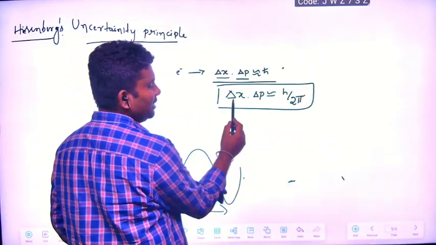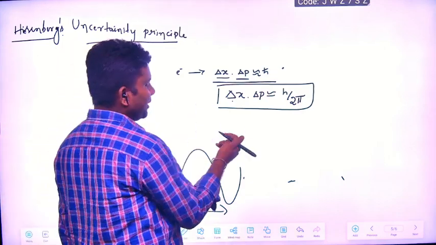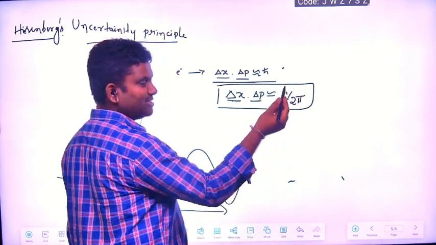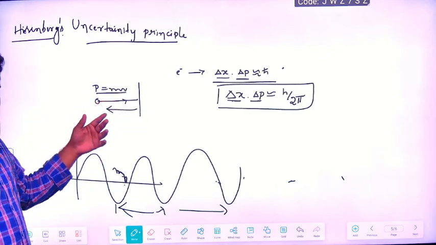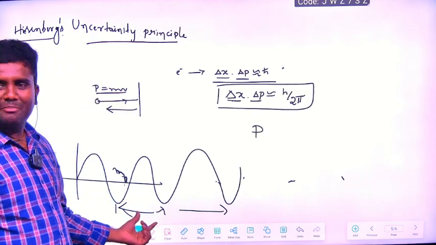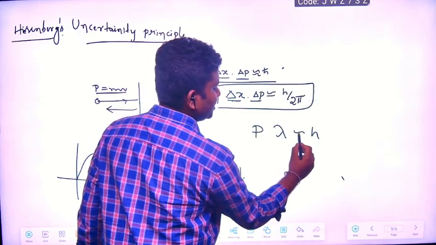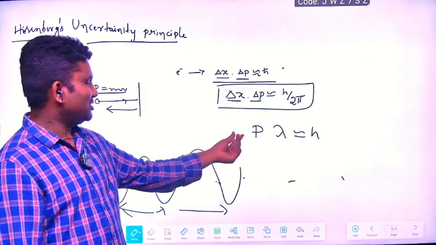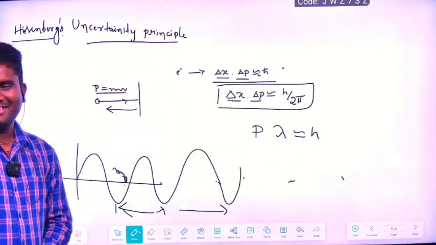Here, for an electron, delta x and delta p is h by 2 pi. What de Broglie says is that the position and momentum are given. Particle nature is what? Momentum. And wave nature is what? Lambda, the wavelength, which is again related with h. This is de Broglie. See, position, particle and wave nature you cannot predict. It is uncertain, like Heisenberg's uncertainty principle.